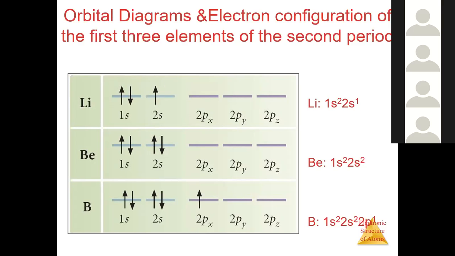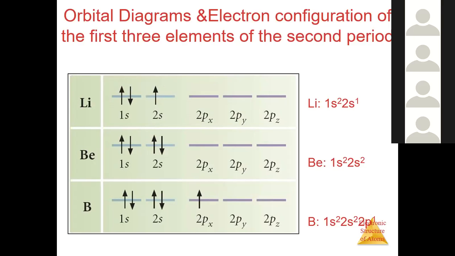Now I deal with beryllium. I have to put 1 more electron in. I have 1 more space in the 2s, but I have to put it with the spin in the opposite direction because of Pauli's rule.